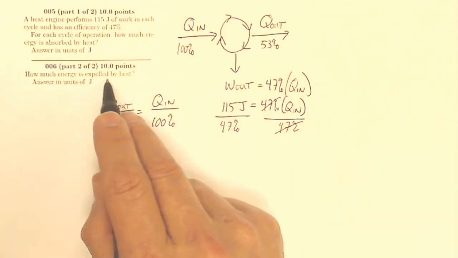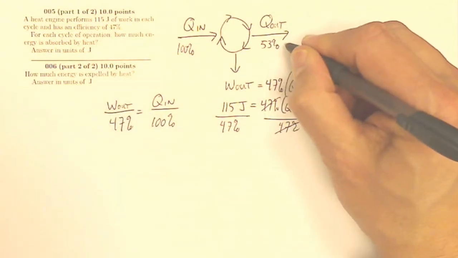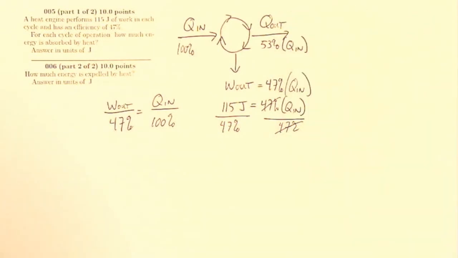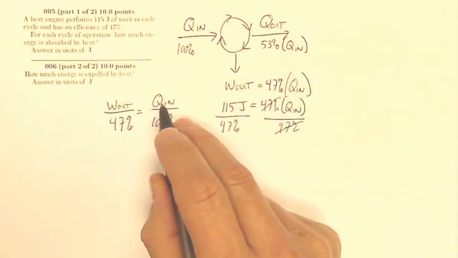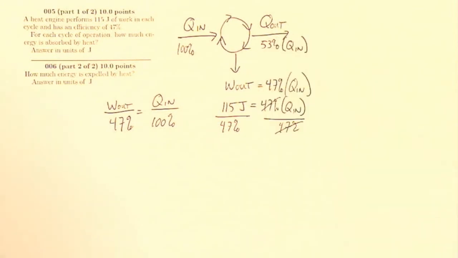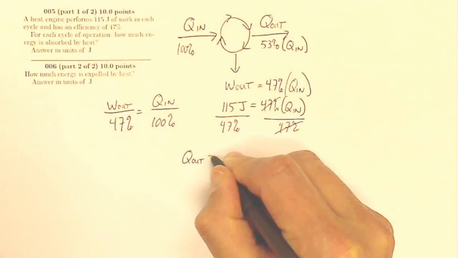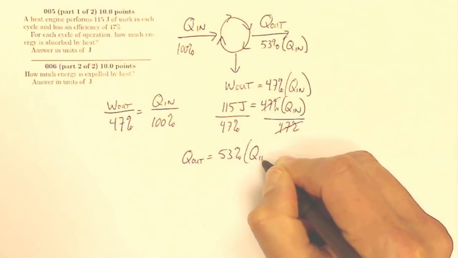Now it says how much energy is expelled by heat. Well, I know that 53% of Q in is going to be Q out. So Q out represents 53% of what I put in. So now that you know your Q in, you can multiply by 53% to get your Q out. So you can say that your Q out is going to be 53% of Q in is one way to do it.